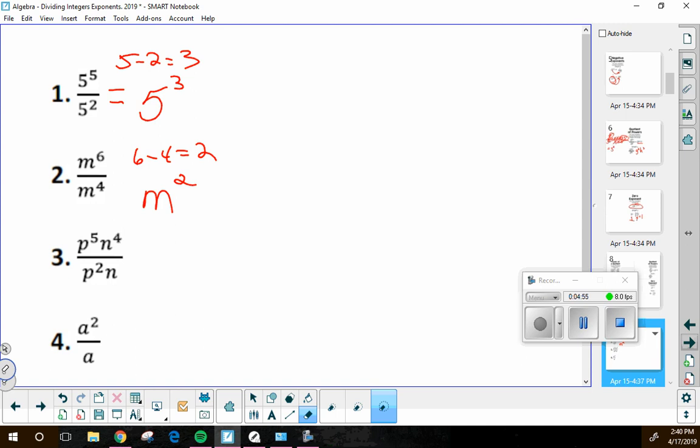And then we'll just add some extra variables. We don't care because we got this. 5 minus 2 is 3. So that's going to be p to the third. 4 minus 1 is 3, duh. So it's going to be n cubed. P cubed, n cubed.